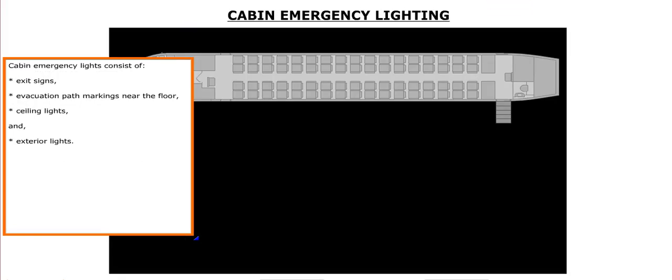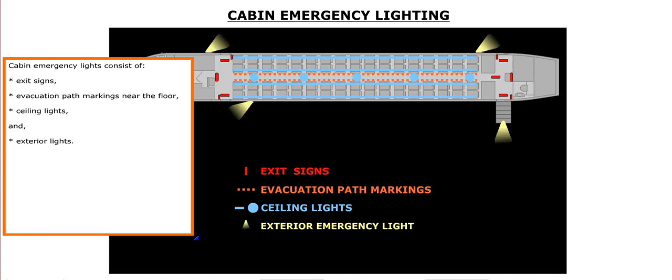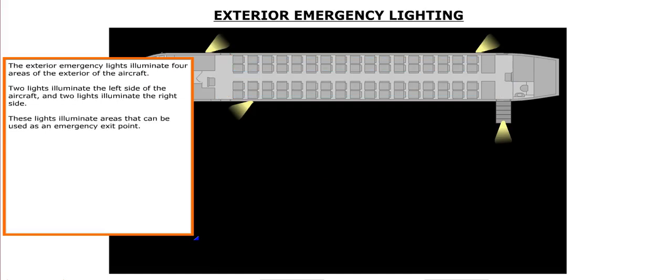Cabin emergency lights consist of exit signs, evacuation path markings near the floor, ceiling lights, and exterior lights. The exterior emergency lights illuminate 4 areas of the exterior of the aircraft. 2 lights illuminate the left side of the aircraft, and 2 lights illuminate the right side. These lights illuminate areas that can be used as an emergency exit point.